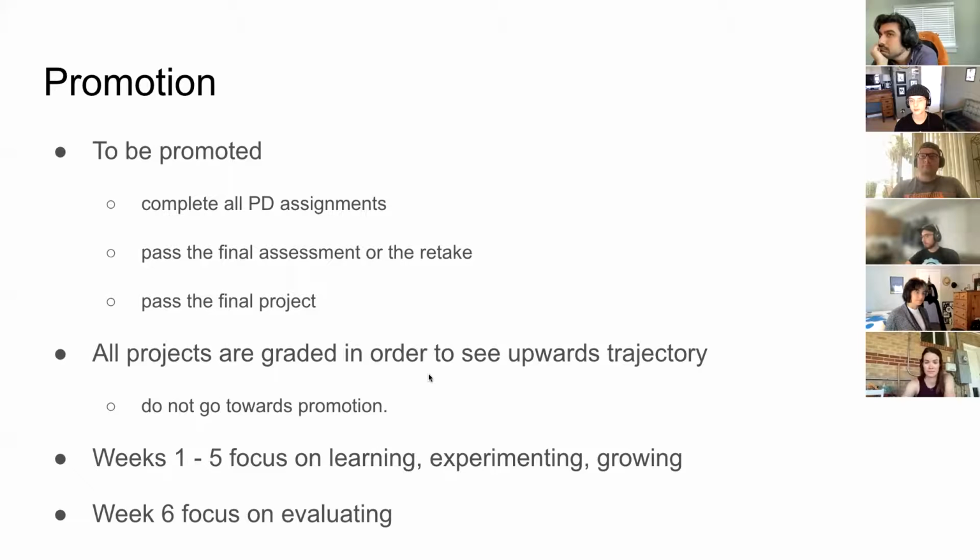The projects are graded mostly for you and for us to keep an eye on upward trajectory. The material in the mod does increase in difficulty as we go on. So if you're getting a steady string of 2s and 3s and don't see that upward trajectory, that is probably okay for a big portion of the mod because the content is getting more difficult. But all that being said, these scores are really for you to have an understanding of where you're at and where you need to go before week 6. Weeks 1 through 5, we're really focusing on learning and experimenting and building on that knowledge. And week 6 is where we evaluate.